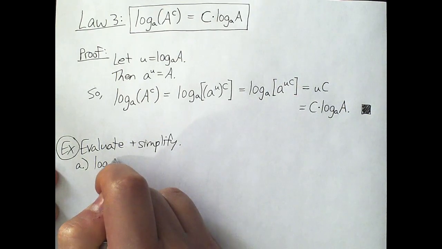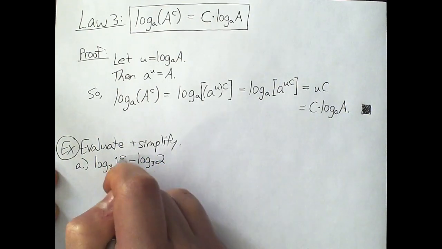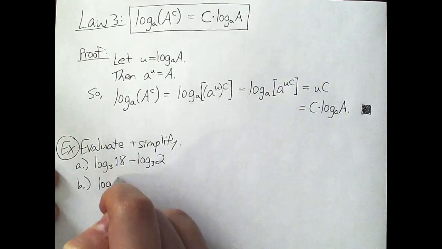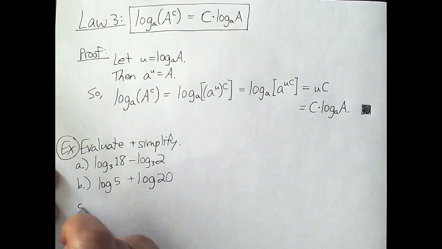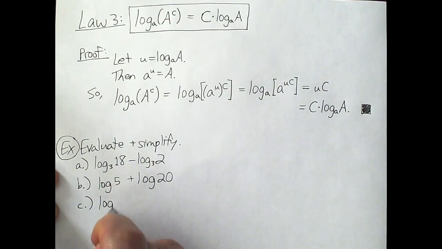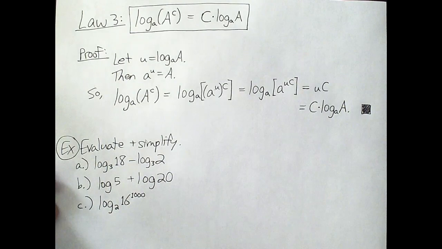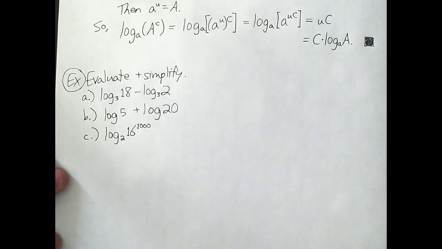Log base 3 of 18 minus log base 3 of 2. Log 5 plus log 20. And log base 2 of 16 to the 1000. So how about this? I'm going to do part A. After I do part A, I'll give you a minute to try to do part B and C.